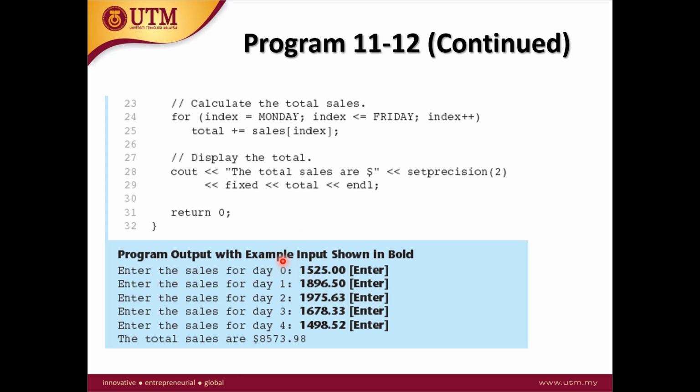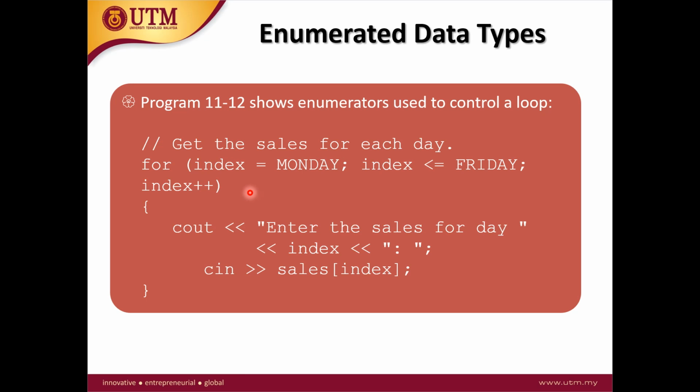And finally, what the program does: it calculates the total of those values which are entered into the sales array, and then it shows you the total in fixed point notation. Inside the previous program we are getting the sales for each day, sales of index, so the index is starting from Monday up to Friday, excluding Saturday and Sunday. This is the same as the previous program. Instead of using 0, 1, 2, 3, 4, we are using day, so it's going to be much clearer.